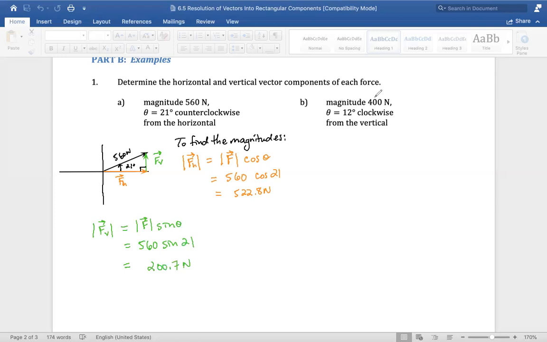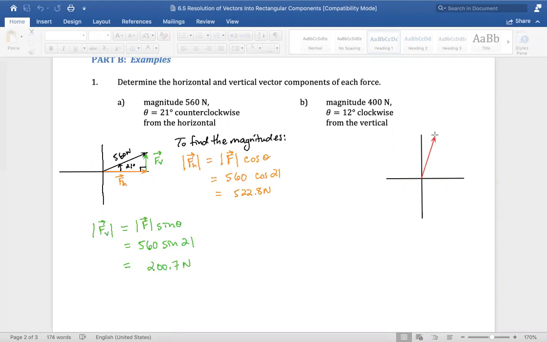Now I have a magnitude of 400 newtons at an angle. Theta is 12 degrees, but be careful because it's clockwise from the vertical. So we're not going counterclockwise. Let's make sure we draw that out first. So let's say we are starting 12 degrees clockwise from the vertical. From the vertical, they're meaning north. So there's my vector, and clockwise, 12 degrees is not very much.